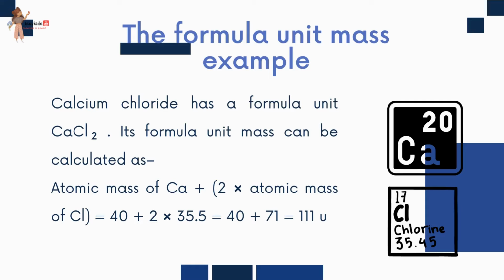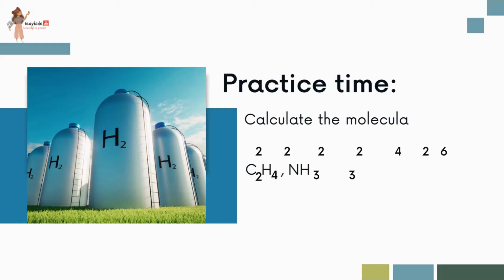The formula unit mass of calcium chloride. The formula of calcium chloride is CaCl2. Its formula unit mass can be calculated as atomic mass of calcium plus 2 times the atomic mass of chlorine. So it is 40 plus 2 times 35.5, which makes it 111U.